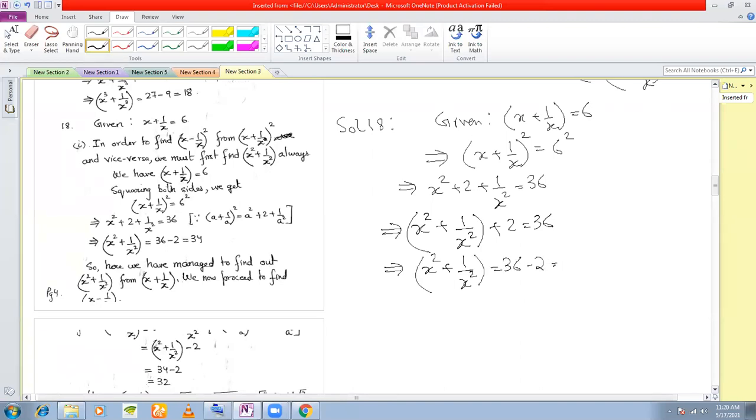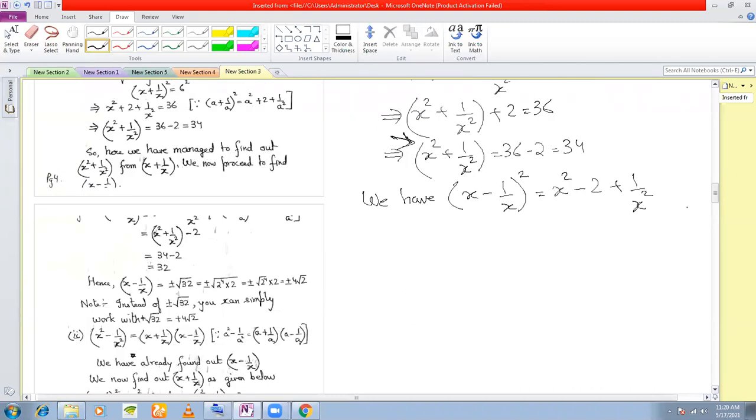36 minus 2. So you're getting 34 here. So from x plus 1 by x, I have found out x square plus 1 by x square. I am going to use this value of x square plus 1 by x square to find out x minus 1 by x. So we use the expansion of x minus 1 by x whole square is equal to x square minus 2 plus 1 by x square.